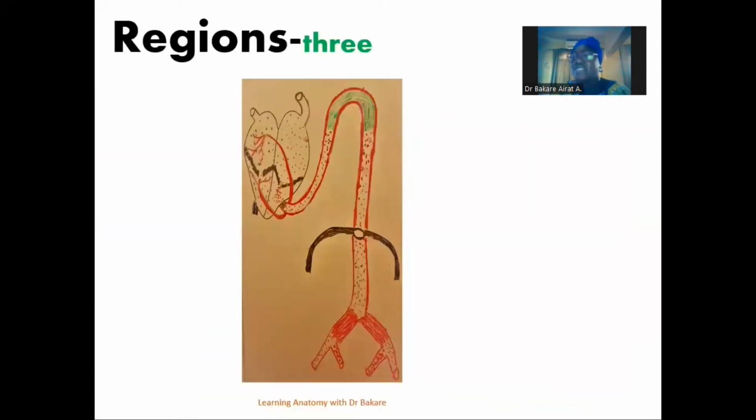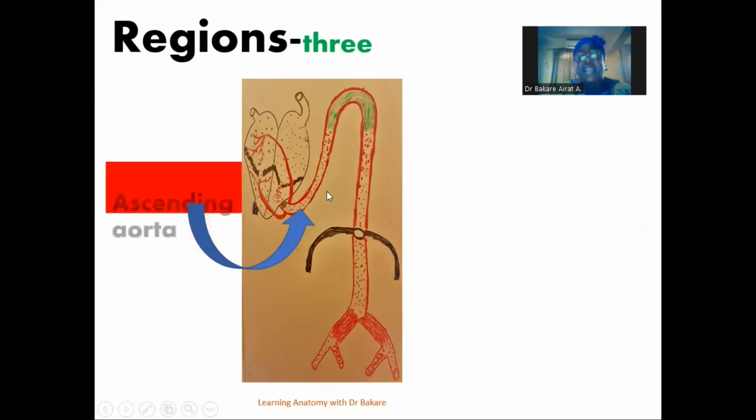Let's look further to see the different regions that it presents after its origination. The different regions of the aorta are divided into three. So we have the ascending part. We say that immediately it emerges from the left ventricle, it ascends up, and the region where it ascends up is called the ascending aorta. And this is the ascending aorta arrowed in blue.